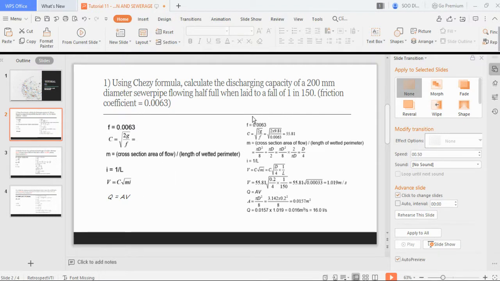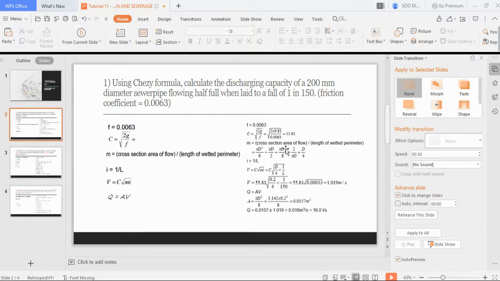Given F and all this information, you'll be able to find your C, which is the constant, using the square root of 2g divided by F. So 2 multiplied by gravity, which is 9.81, divided by the friction, and you will get the constant C, which is 55.81. In this question, you're not given the C, so you have to find it using the friction coefficient, using C equals the square root of 2 multiplied by g divided by F.